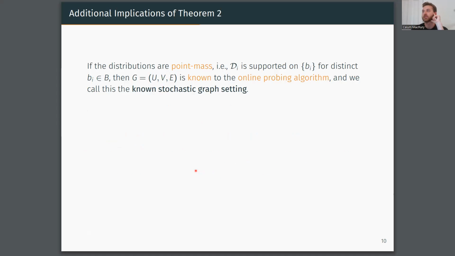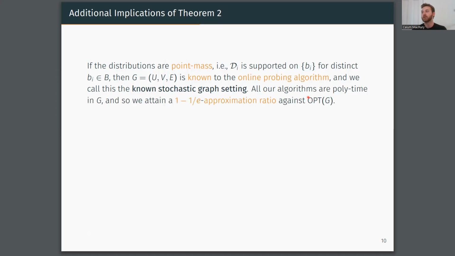What are some additional implications of Theorem 2? Let's consider the case when all the distributions are point masses. So D_i is supported on a distinct vertex of the type graph. In this case, the graph G is actually known up front to the online probing algorithm. We call this the known stochastic graph setting. All our algorithms are polynomial time in G, and so we attain a 1 minus 1 over e approximation ratio against the adaptive benchmark.